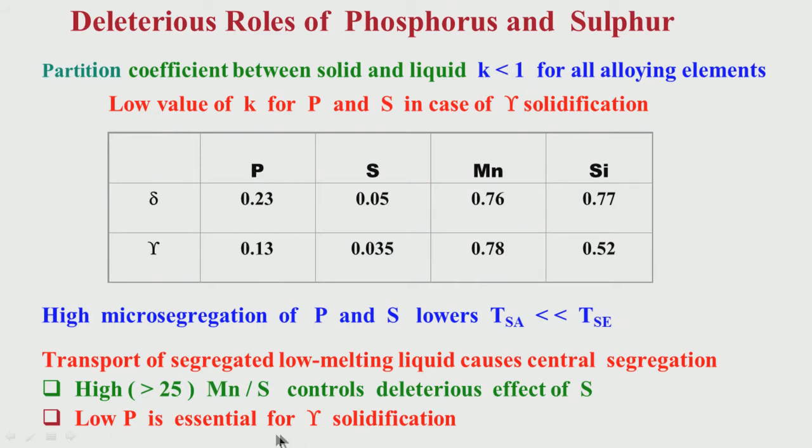So low phosphorus is essential particularly for austenitic solidification, that means for carbon or carbon equivalent of more than 0.25, 0.3, 0.4, 0.5. These are the steel compositions which will have more microsegregation because of phosphorus.